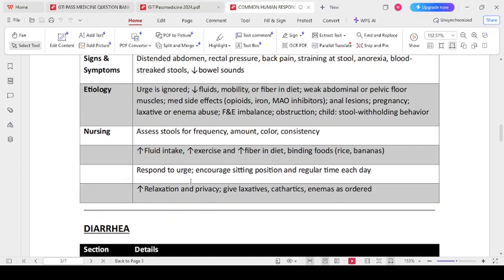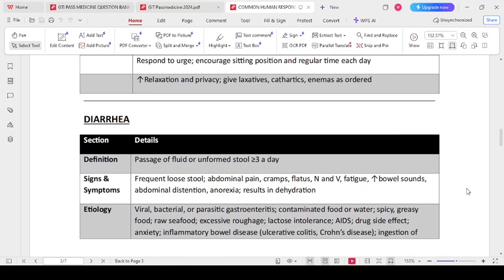Respond to the urge, use an increased sitting position, and keep a regular time each day. Increase relaxation and privacy. A nurse can give laxatives, cathartics, and enemas as ordered by the doctors.